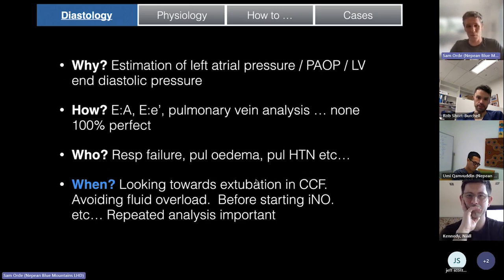I've already just described this, but when do I look for this? I look for it in those guys with respiratory failure, that group of patients I just spoke about. I want to try and make sure I've got left atrial pressure as low as possible for extubating someone who's at risk of deterioration or needing reintubation or getting that weaning-induced pulmonary edema. And I'll use it to try and make sure I avoid fluid overload. And probably one of the kickers for this is you just have to do repeated analysis.